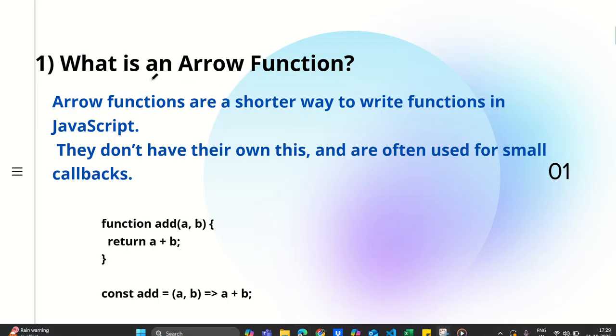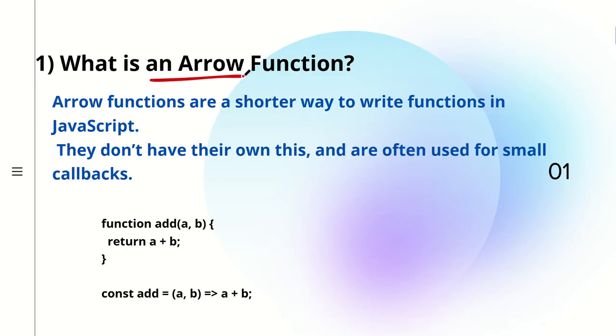Our first question is, what is an arrow function? So there are multiple functions in JavaScript. For example, we have regular function, anonymous function, generator function, higher order functions, callback function. Similarly, we have arrow function too. This was introduced in ES6 of JavaScript. So what does arrow function mean? Arrow functions are a shorter way to write functions in JavaScript, and they don't have their own this, and they are often used for small callbacks.